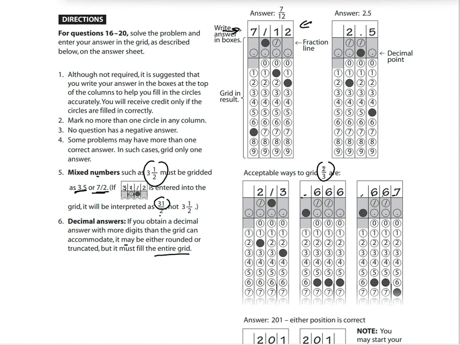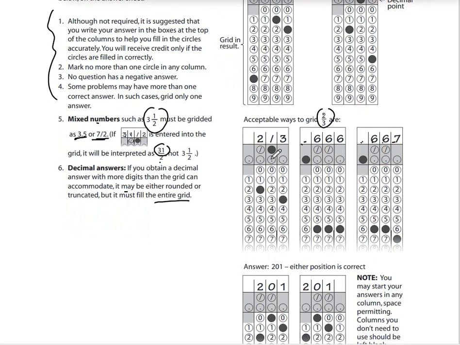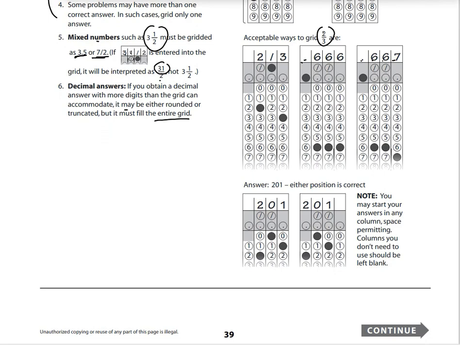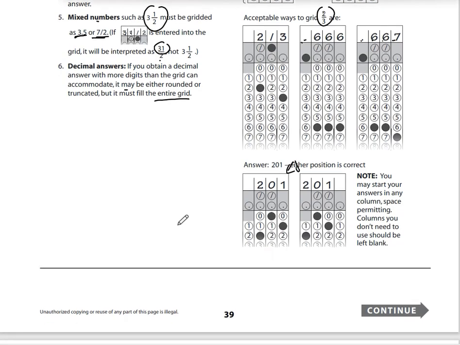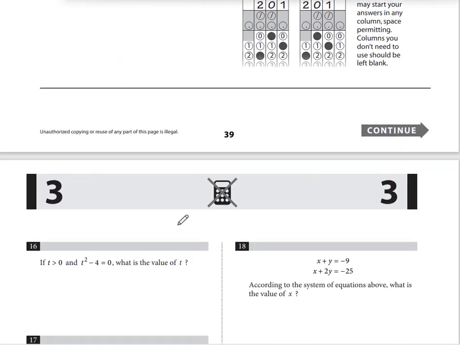Again, it's useful to go through this just to make sure you're gridding things in and bubbling things in correctly. Left align or right align doesn't really matter. You can start on the right or the left side. It doesn't really matter which direction you align. All right, let's get into some of these problems.